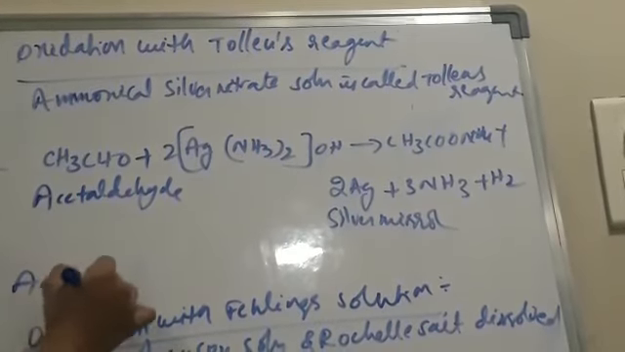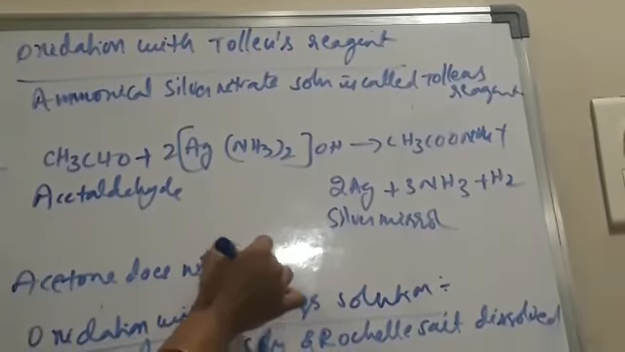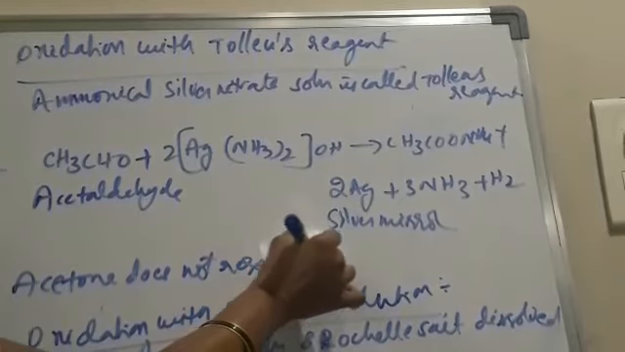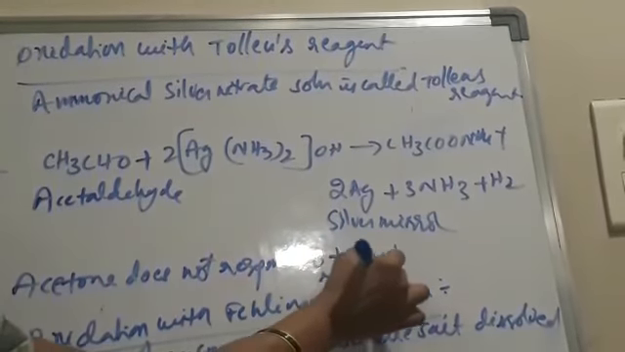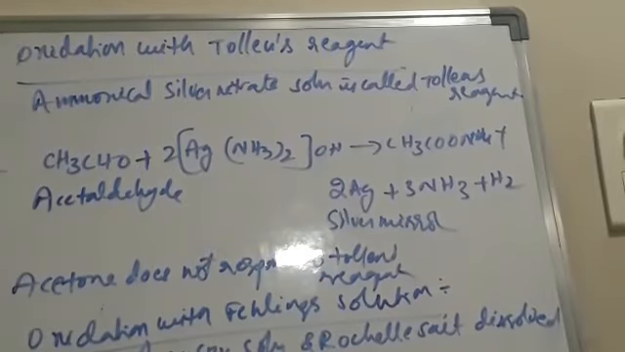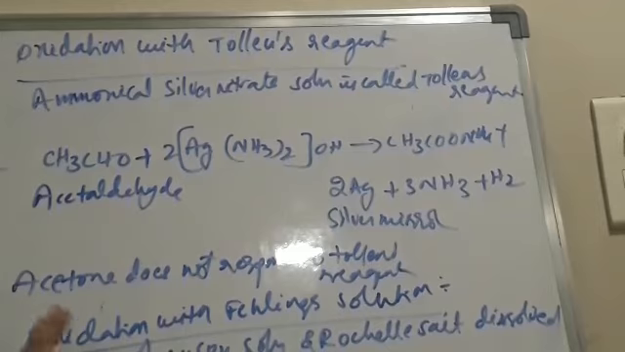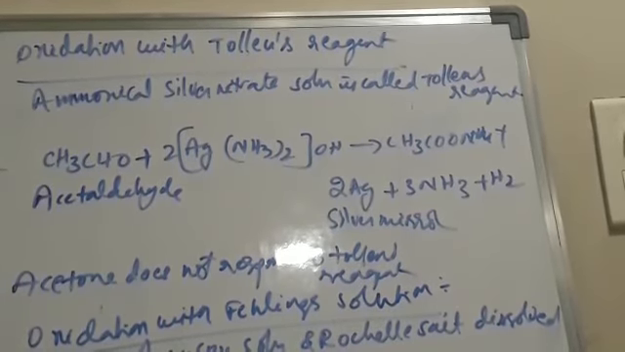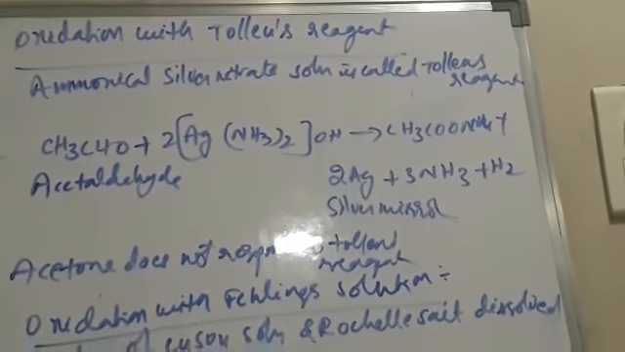So acetone does not respond to Tollens reagent. Okay. Next, Fehling's solution. Oxidation with Fehling's solution. So here Fehling's solution is a mixture of copper sulfate solution and Rochelle salt solution.